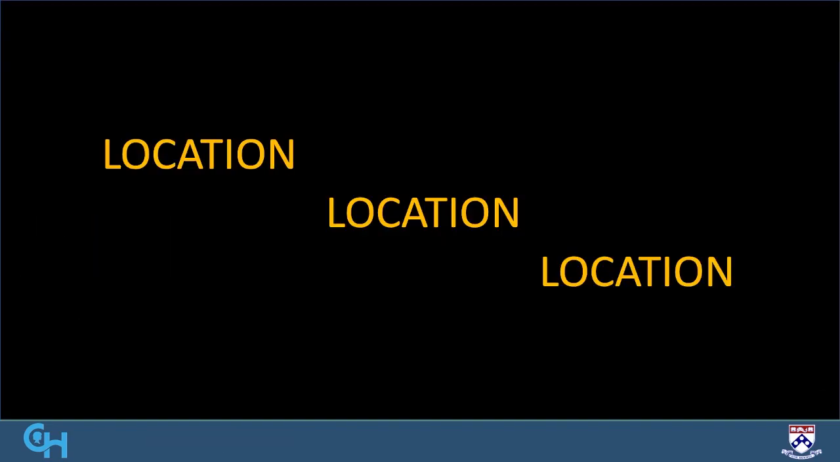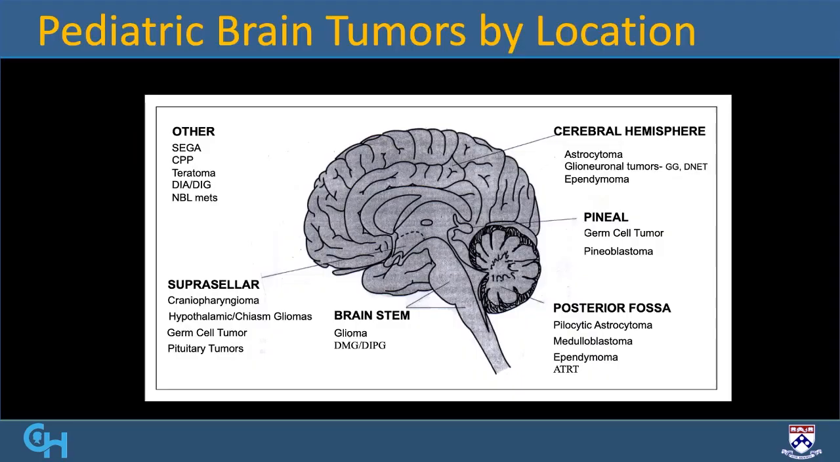You must have heard this, that location is everything in the brain and brain pathology. So based on location, we can look at the different categories of pediatric brain tumors. And we are going to start this journey of looking at brain tumors by starting from below. We're going to start with the posterior fossa group of tumors. Then we'll proceed to looking at brainstem tumors, then followed by the pineal region tumors and tumors occurring in the cerebral hemisphere, with special mention of the suprasellar category of tumors, and then some miscellaneous group of tumors.